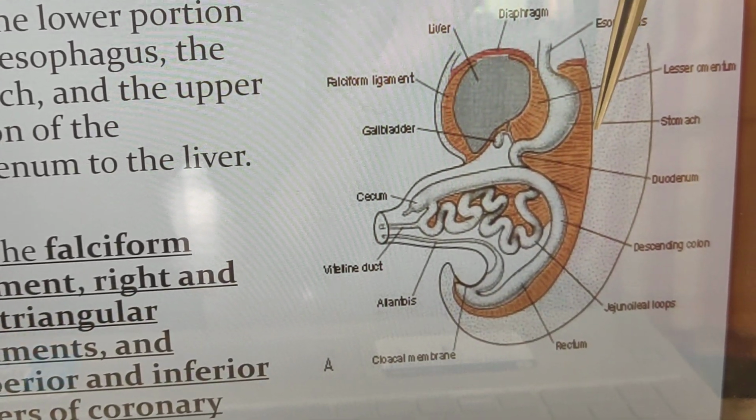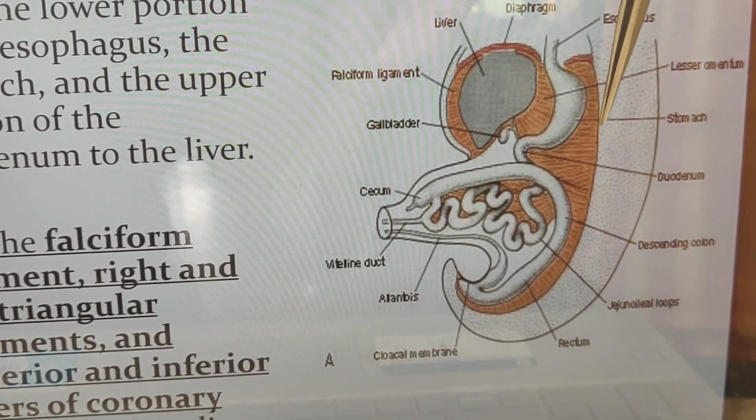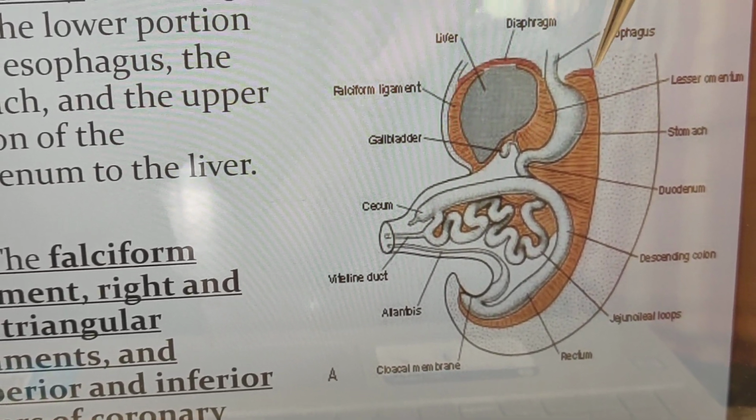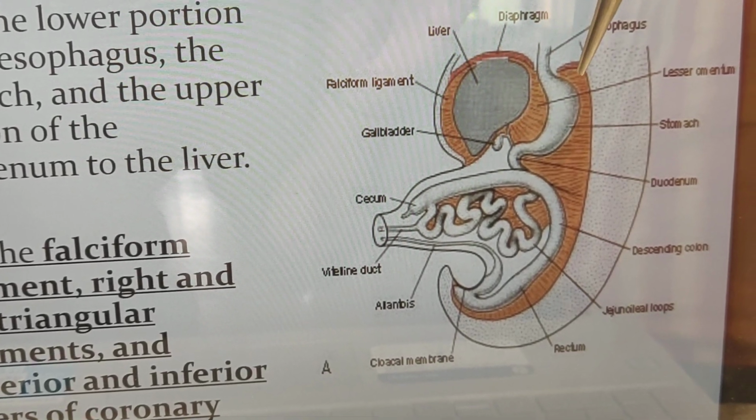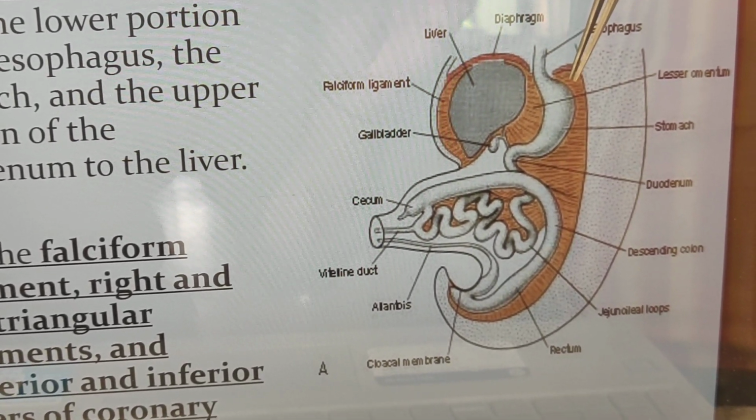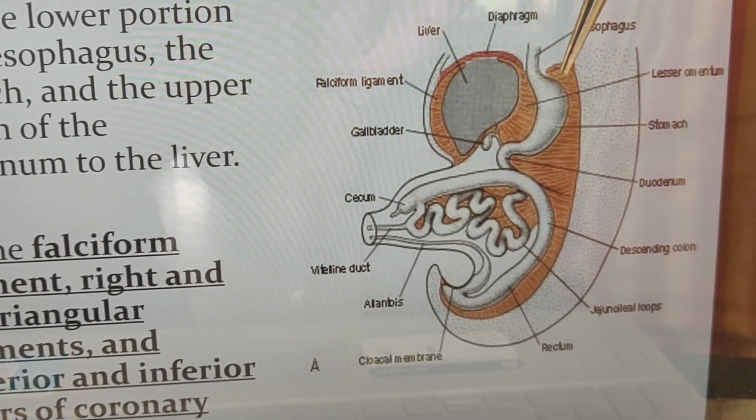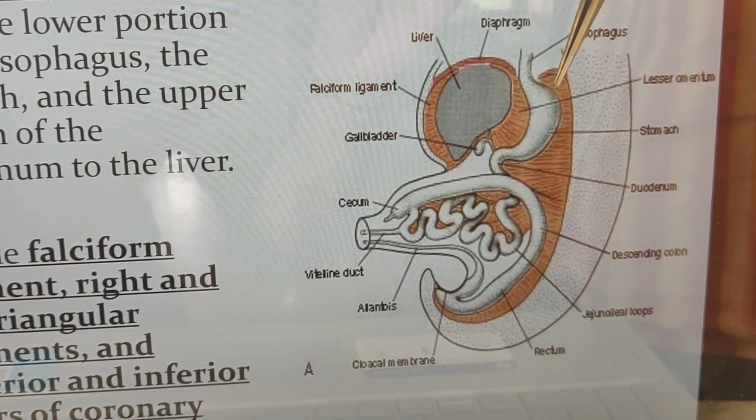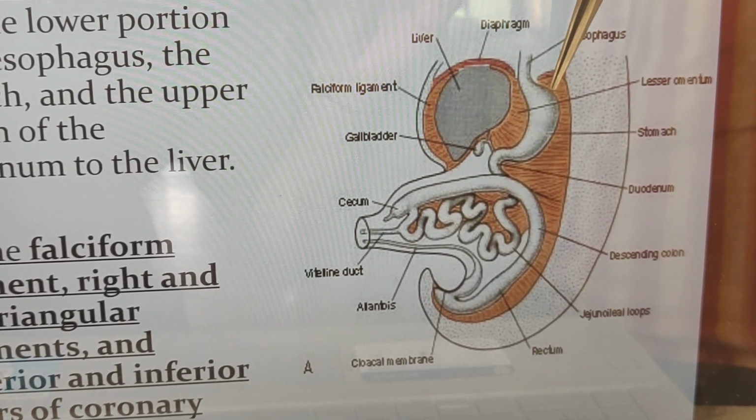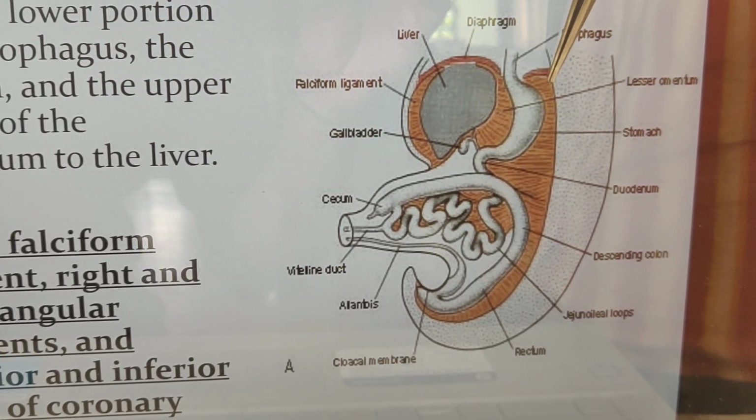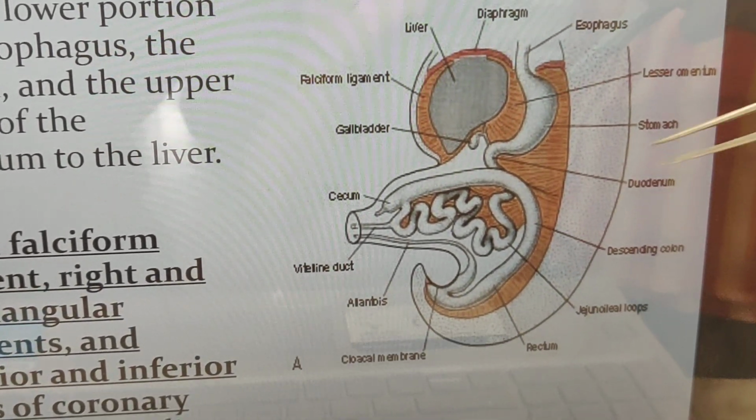While in the dorsal mesogastrium of the foregut, in the cranial part, there is a development of the spleen, and it divides the cranial part into two parts. Between the spleen and stomach it makes the gastrosplenic ligament, and posterior to the spleen and abdominal wall it makes the lienorenal ligament.